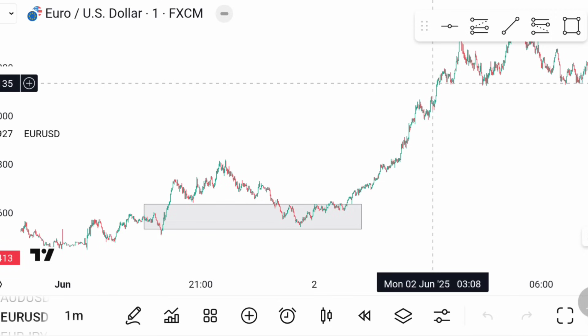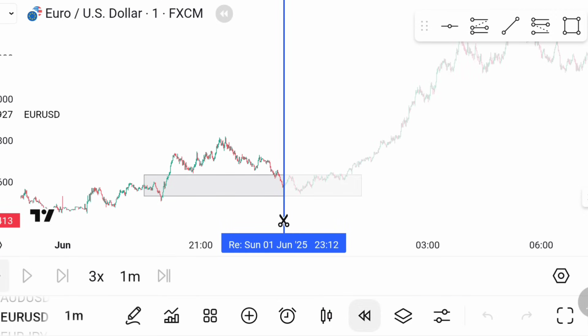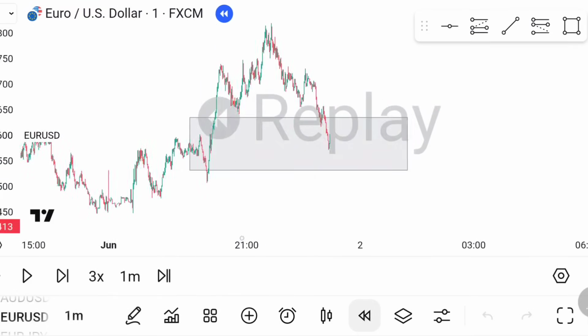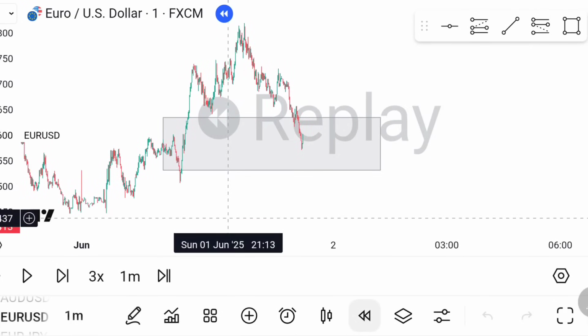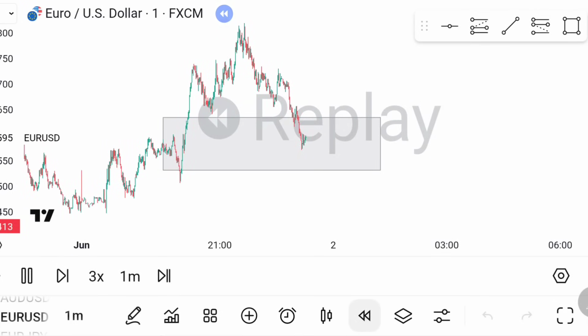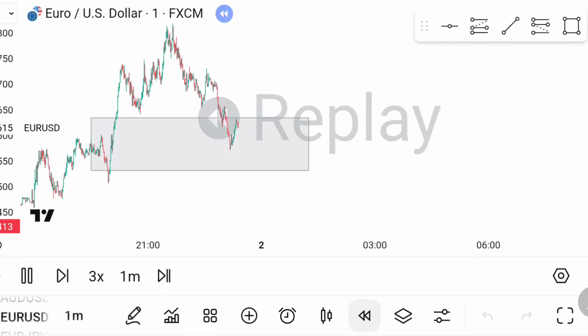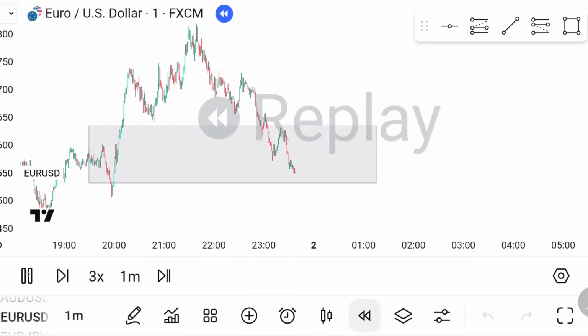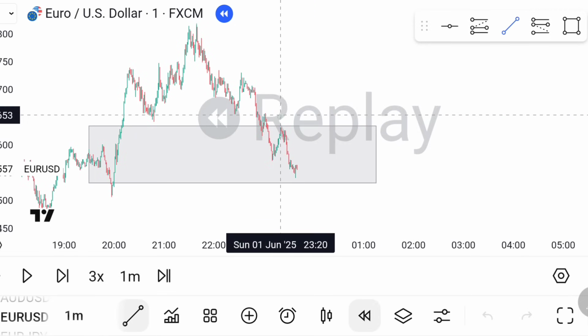So we will use the bar replay button here. Let's just put it right there. We want to see how the market really would give us an entry. So we play. The market has come into the zone. So we want the market to break this point.